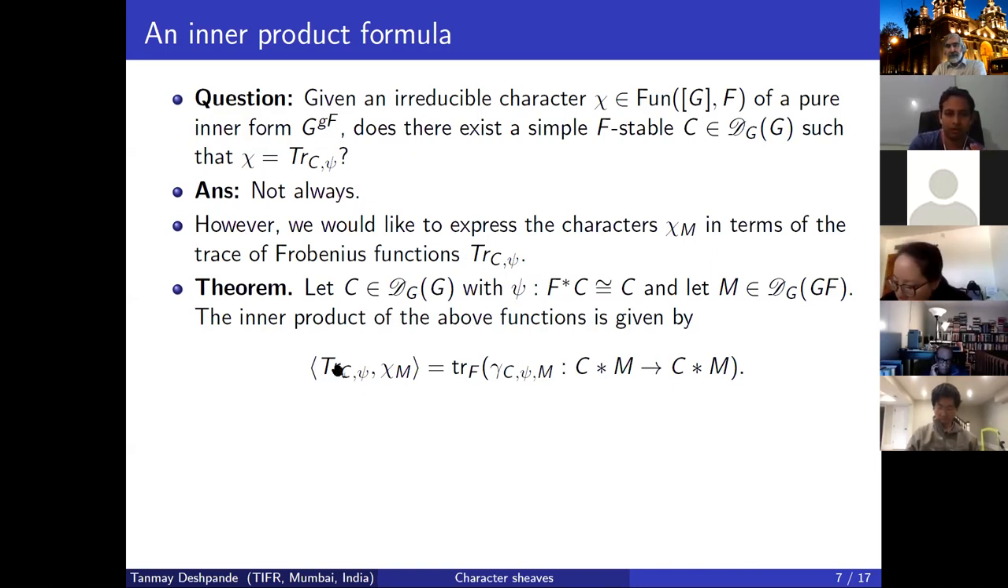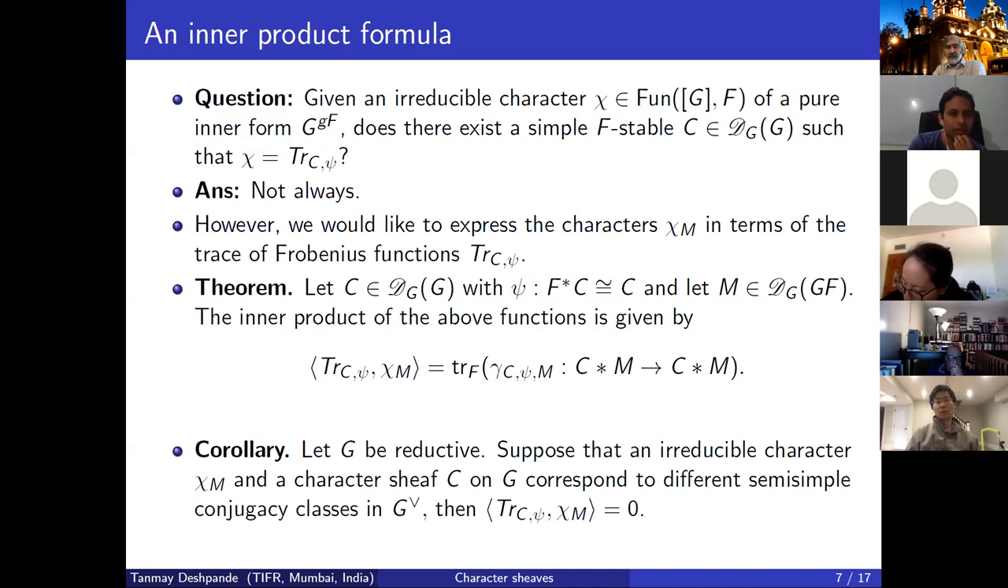So on the one hand, we have this class function which comes from DG of G, and on the other hand, we have this character. So for example, a corollary of this result is that, let's say G is a reductive group. So in this case, Lusztig has defined the character sheaves. And so in this case, corresponding to a character sheaf, Lusztig has associated a semisimple conjugacy class in the dual reductive group. And similarly, given an irreducible character, Lusztig has associated a semisimple class in the dual reductive group.